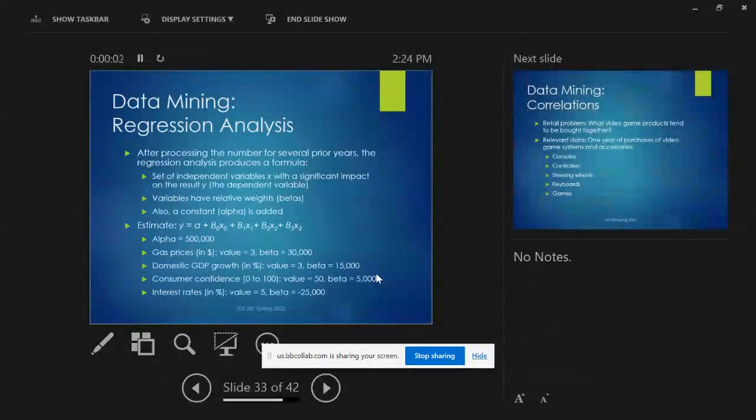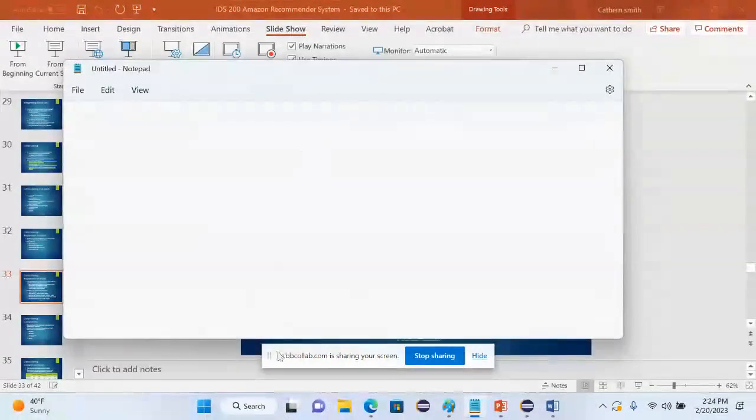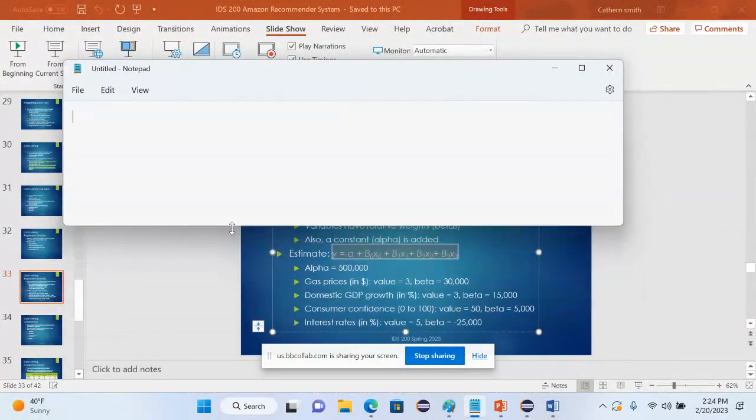Now, if you want to apply that, then it basically becomes a plug and chug kind of problem. So we're going to put this in Notepad. So our formula, right, I'm just going to follow along with what's in the slides. There we go. So y equals alpha. Oh, I can just paste it in, boom.